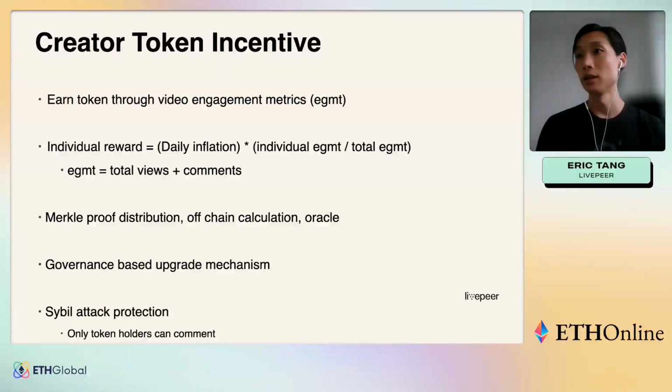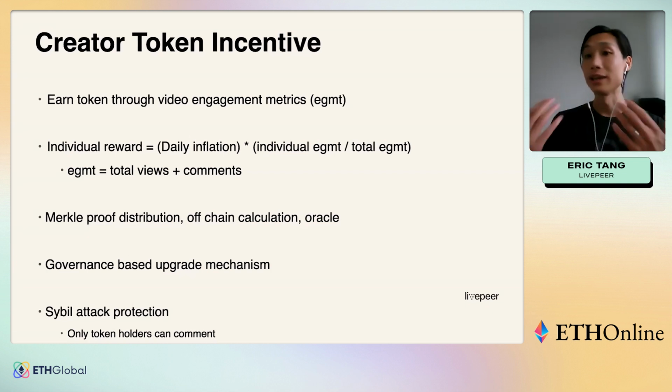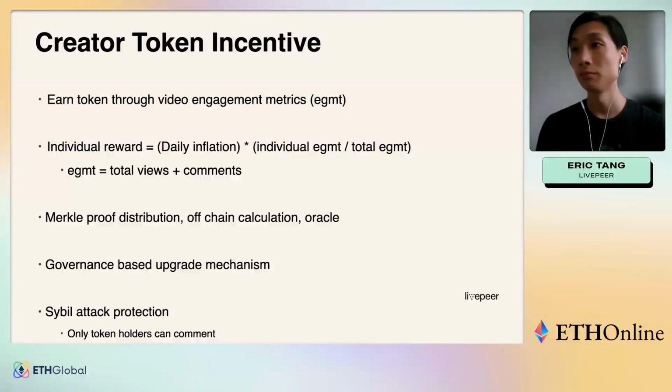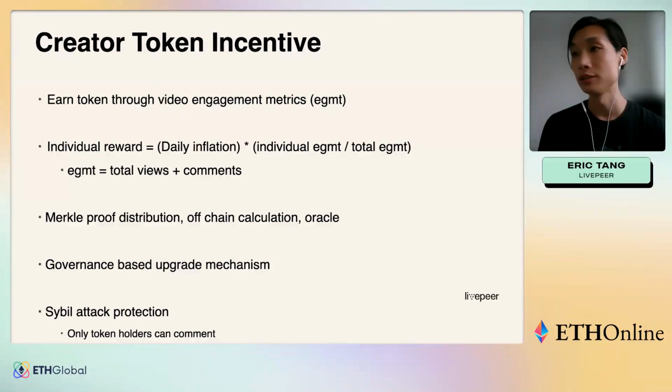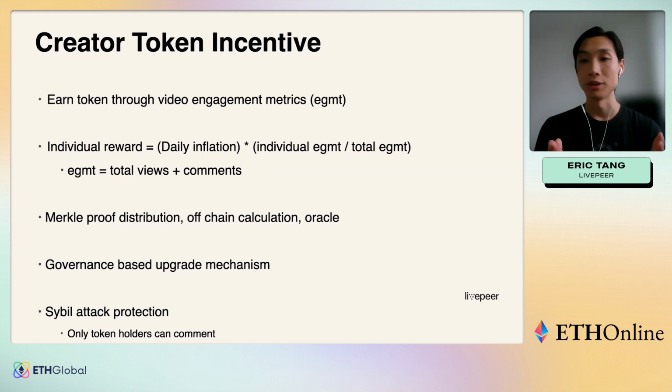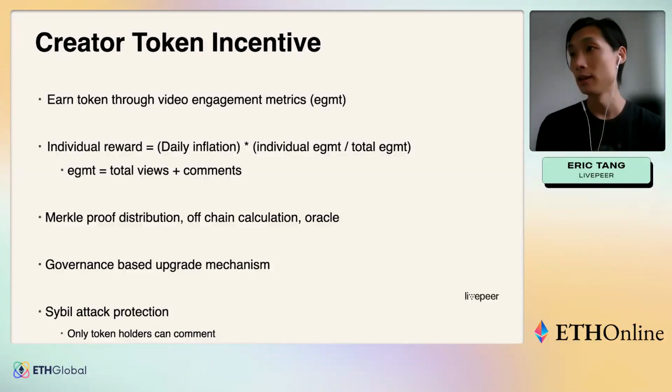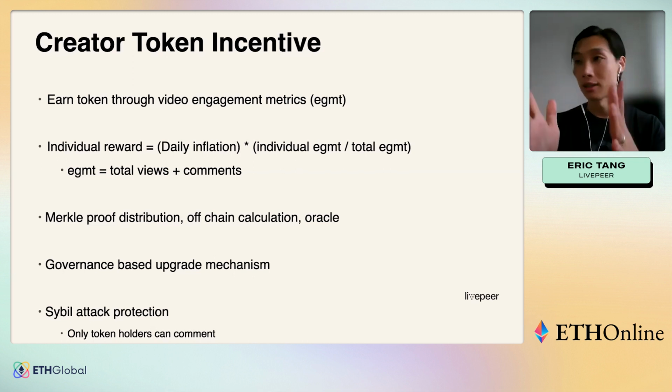One way to think about it is you can offer creators tokens through video engagement metrics, right? So here what we're saying is the more engaging your video is, the more you will get rewarded, right? This is a very simple example. We can say, every day there's a certain amount of inflationary token that gets distributed to all the creators that put video on this platform, and the amount of token that each person gets is based on the amount of engagement that they get in that day for all the videos that they have uploaded, right?